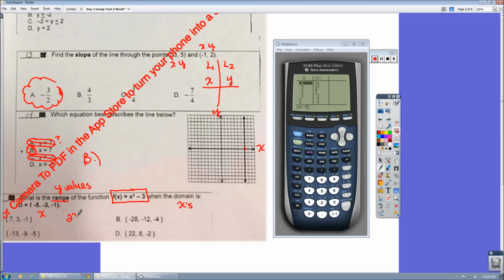Okay, well you can already determine what your answer choice is, but just for the sake of argument, let's go through and look at -3. If I look for -3 on the x, I get 6. Look for -1 on the x, I get -2.